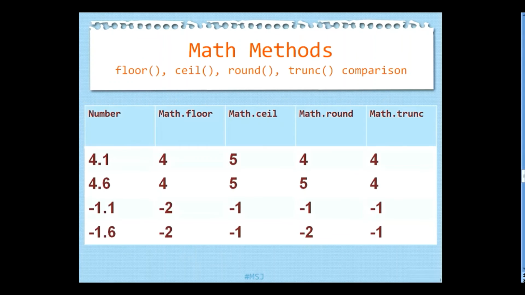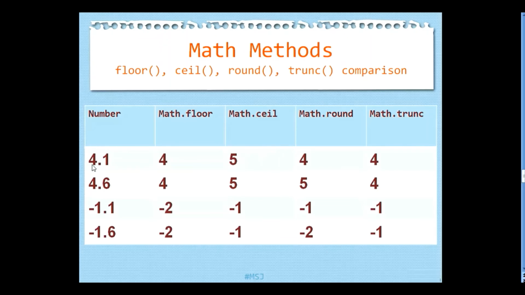Now these are four different methods. Let us compare them: floor, ceil, round and truncation. If you take the number 4.1, flooring returns 4. Next, ceil, ceiling, returns the next integer, 5. Rounding rounds to the nearest integer, which is 4, because this value is not greater than 4.5. Truncation, we know, returns only the integer part.